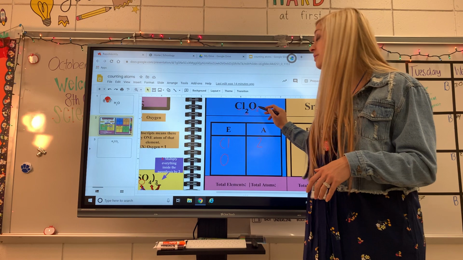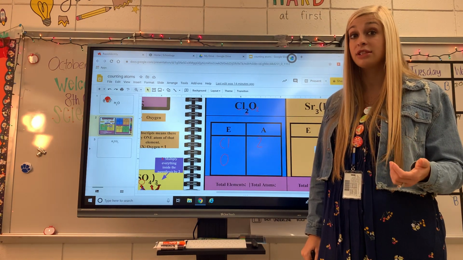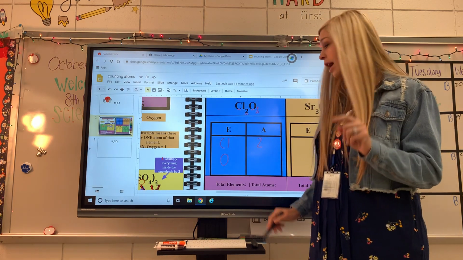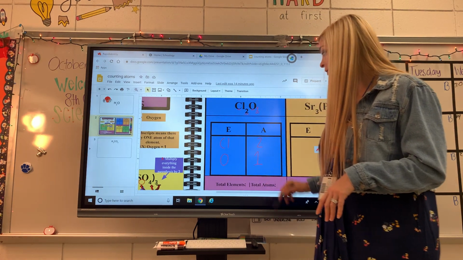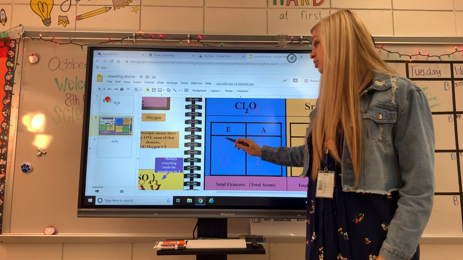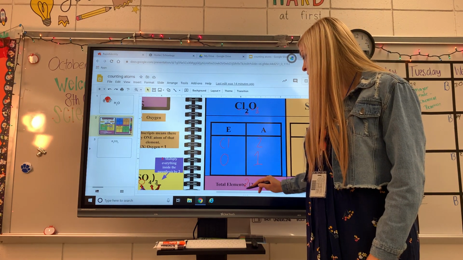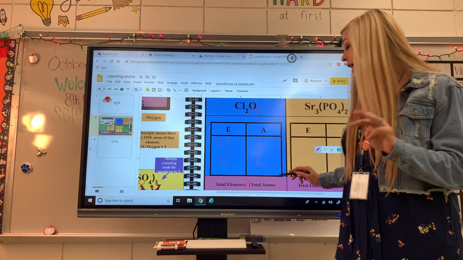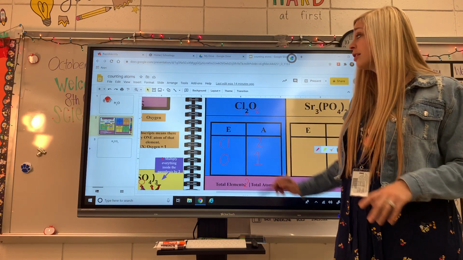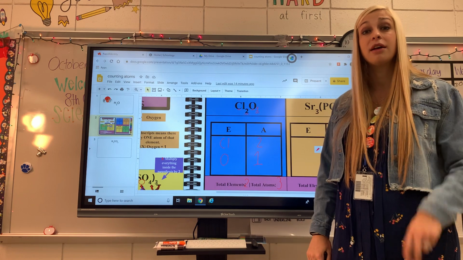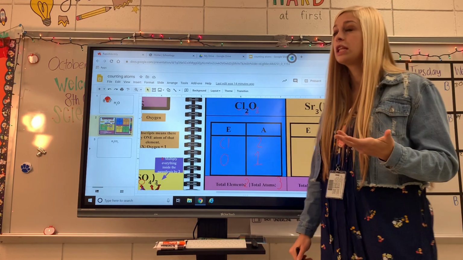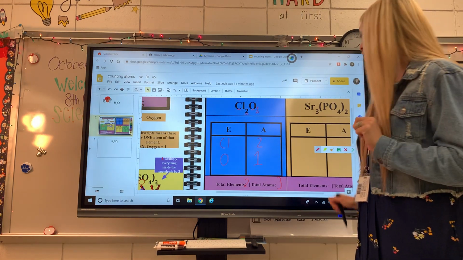How many atoms of oxygen? It didn't have a subscript. We gave it a 1, so it just has 1 atom of oxygen. So we have 2 elements total, and we have 2 plus 1 is 3 atoms total. This chemical formula is made of 2 elements and 3 atoms. Okay, let's do another one. It's going to be a little bit trickier.